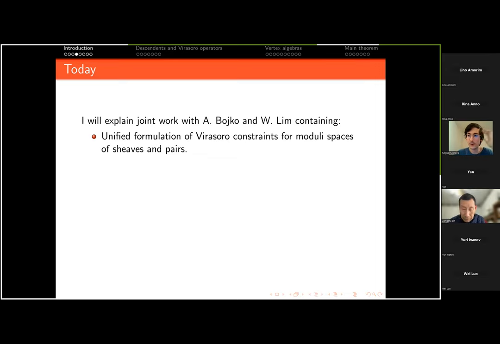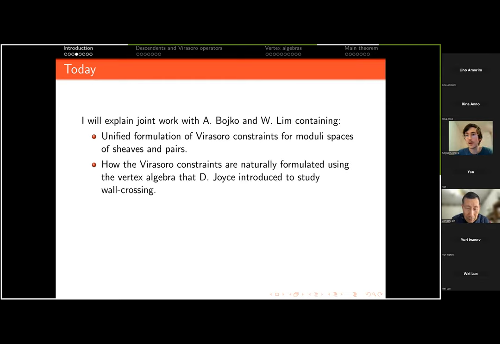So I want to explain a unified formulation of Virasoro constraints for some different families of moduli spaces. I want to explain how these constraints can actually be formulated in an extremely natural way in the vertex algebra language that Dominic Joyce has been developing to study wall crossing. And although this might be extremely expectable from some point of view, because, well, Virasoro operators come naturally in vertex algebras, such a connection is not known in Gromov-Witten theory. Like there is no vertex algebra that explains the Virasoro operators in Gromov-Witten theory. So in a sense, this is a benefit of going to the sheaf world.